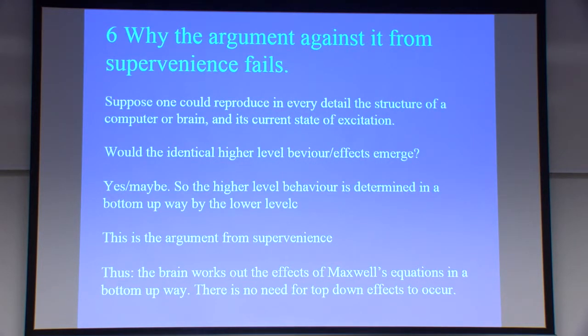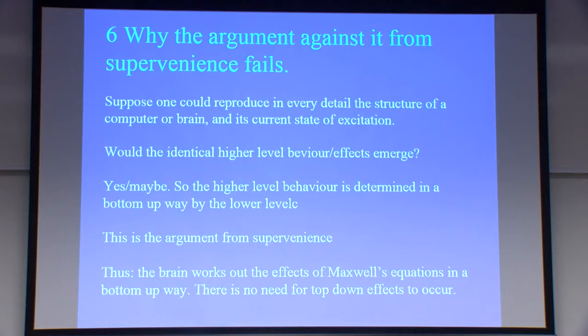Okay, the final thing is why the argument against it from supervenience fails. Supposing one could reproduce in every detail the structure of a computer or a brain and its current state of excitation, would the identical higher-level behavior or effects emerge? If I could duplicate a brain, every detail, including all the excitations, would that determine higher-level behavior? And the answer is yes, maybe.